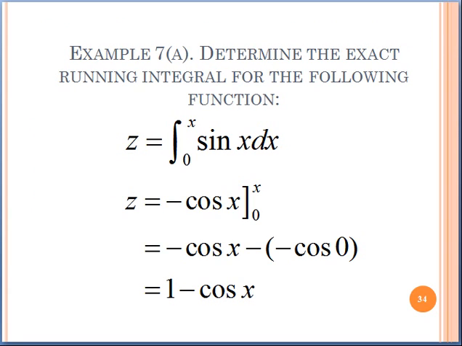Now another example, determining the exact running integral for the following function, that is z equal to integral of sin of x dx from 0 to x. Simply solving this example we get the answer 1 minus cos of x.